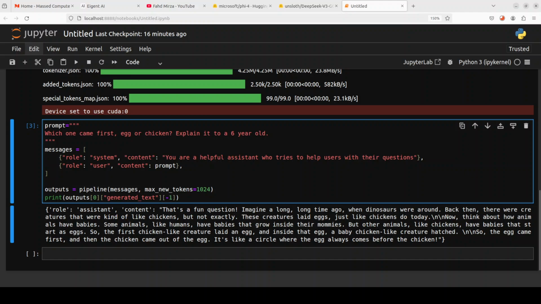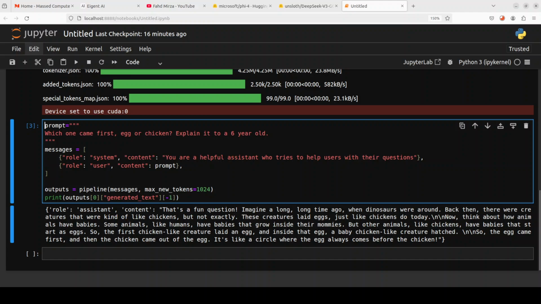Okay, in the next one, I am doing some multi-line prompting. So I have just said, which one came first, echo chicken, explain it to a 6-year-old. And then I have just changed the system prompt to helpful assistant. Just wanted to keep it generic. And the model is saying, that's a fun question.